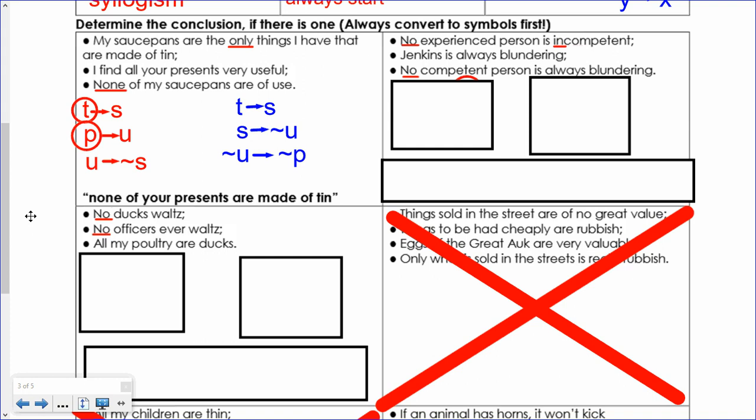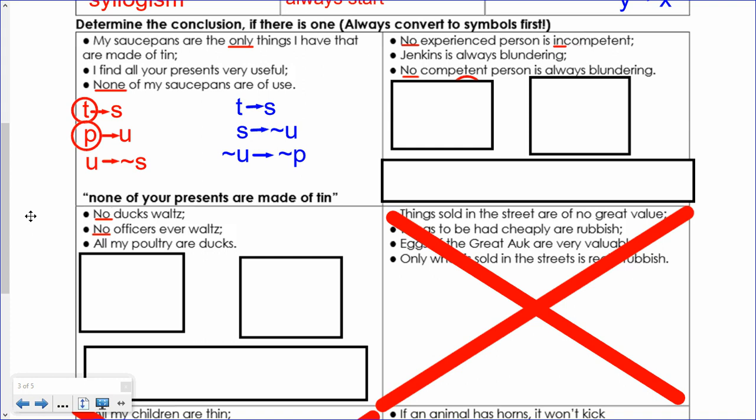Alright, let's try the second one, the Jenkins example. Go ahead and underline the things I've underlined: the word no, the little "in" for incompetent, and the word no in the last statement. A good idea is to read through the entire thing first to get a grasp of what's going on. It says: no experienced person is incompetent. Jenkins is always blundering. And no competent person is always blundering. Okay? So we're going to figure out what's going on with the conclusion here.